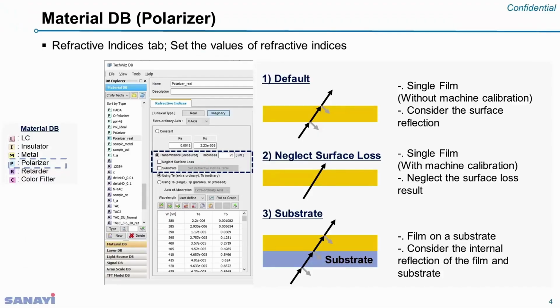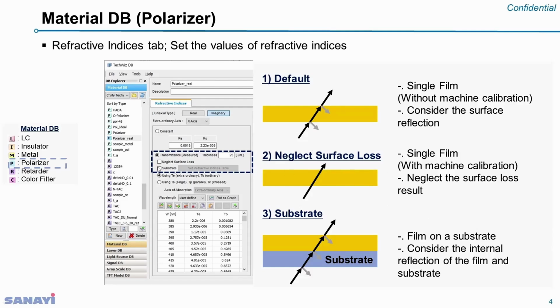And there are 3 options for entering the transmittance of the polarizer. The first one is default. Default means that we do not check any options like this. So when it is default, only the result of measurement with the polarizer, that is the surface reflection of the polarizer, is considered. And when checking the neglect surface loss, literally surface reflection is ignored.